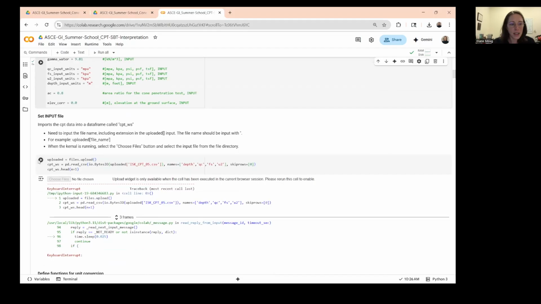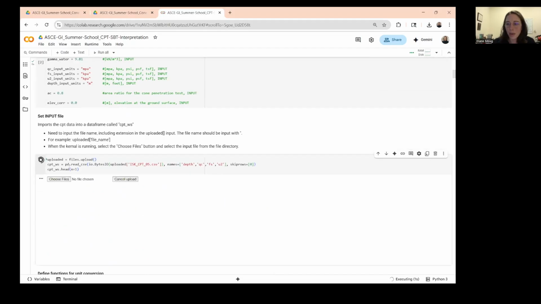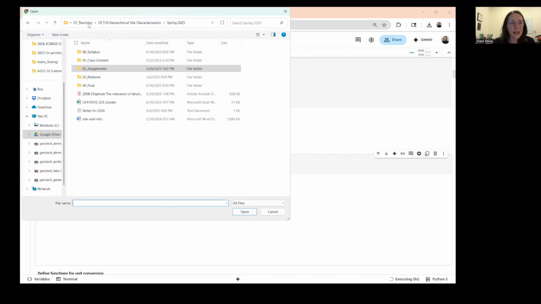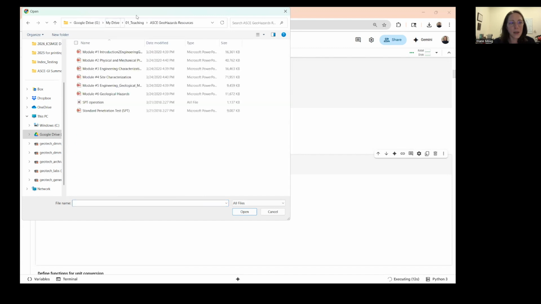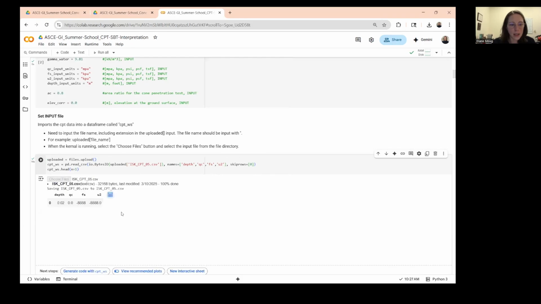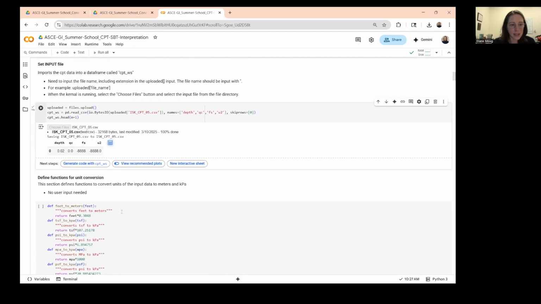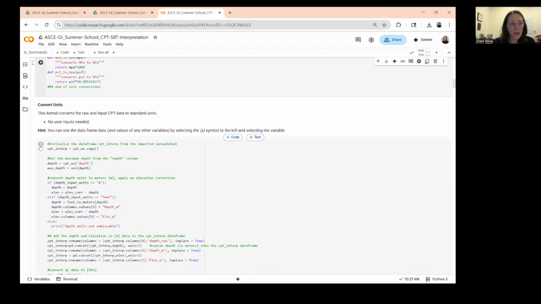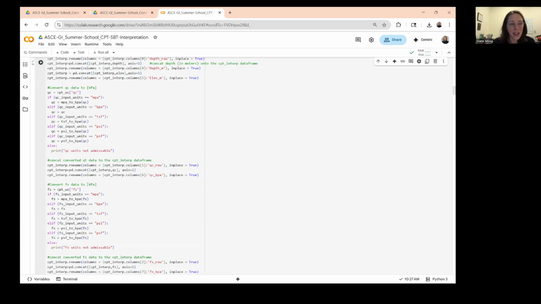In this section, we're choosing the input data file. So we start the kernel and then choose the file. And in this case, if you navigate to the folder with your cone data in it, you can upload that data. And then you just run through these other sections. I won't go through what all of the sections are doing and their purpose.